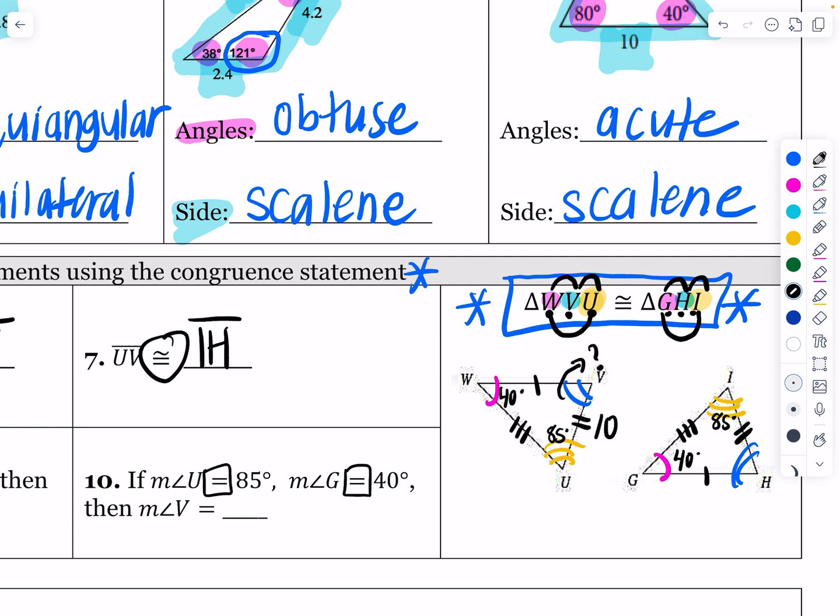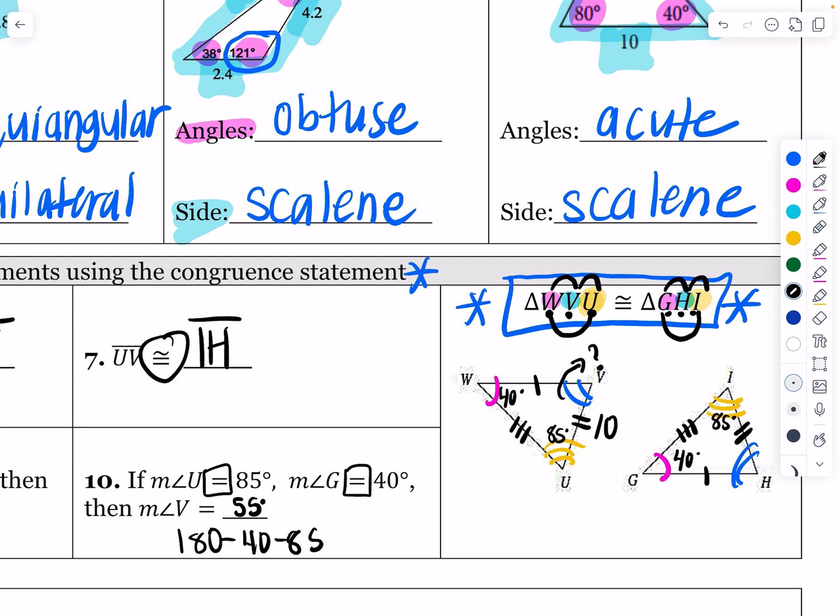Well, how do we find angle V? We're going to do 180 minus 40 minus 85. Okay? And so that's how you can solve that. We know that we're looking for a numerical value there, so we do 180 minus 40 gives me 140, minus 85 more. How many degrees do I have left? 55 degrees. And so 55 would be for both of the blue ones.